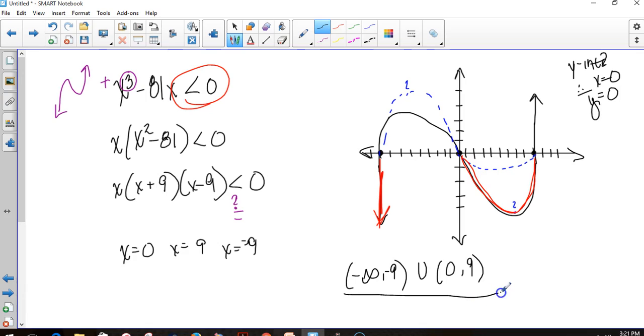So my solution set of where this function is equal to or less than 0 is from negative infinity to negative 9, or from 0 to 9.